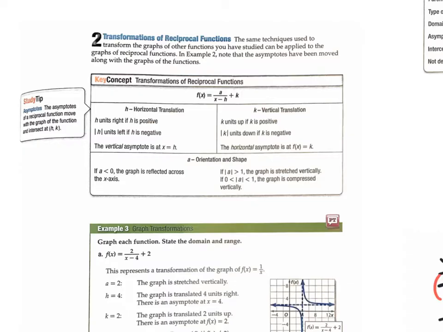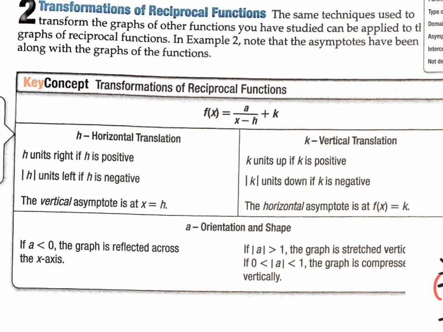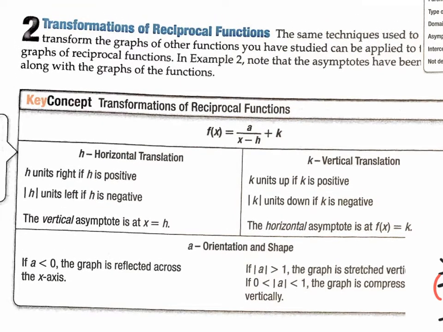Here's the next page, and here's the key concept. It's another form that's good to have memorized: f of x equals a over x minus h plus k. I know you guys are thinking, hk, wait a minute, I know h and k. Absolutely, you guys already know h and k, and you even know a.